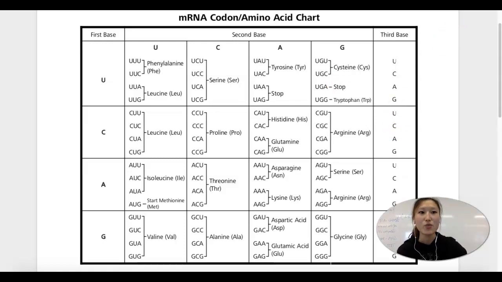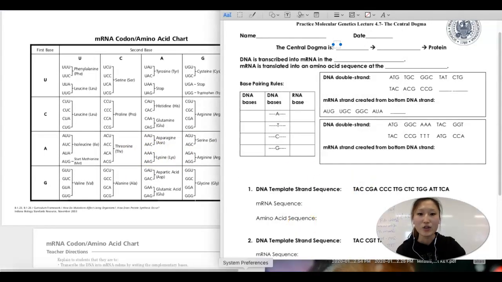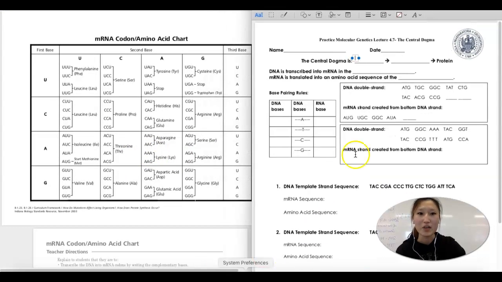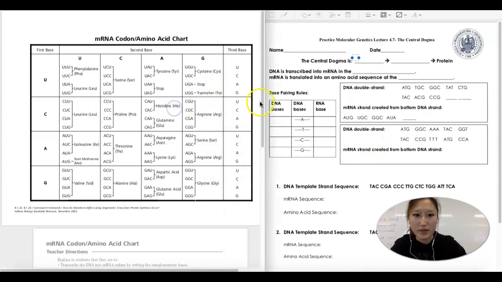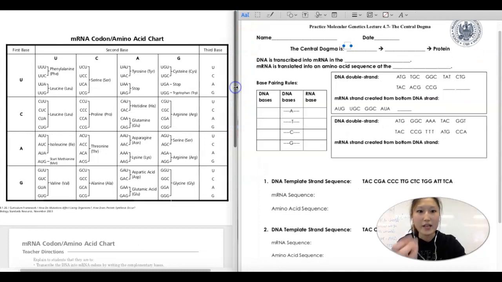Okay? So there's a worksheet that you were assigned to do this week. We're going to take a look at some of the answers on the worksheet, and I'm going to walk over the process with you. So let's take a look right here. The first few questions are pretty easy, things you've already learned. The central dogma is DNA to RNA to protein.